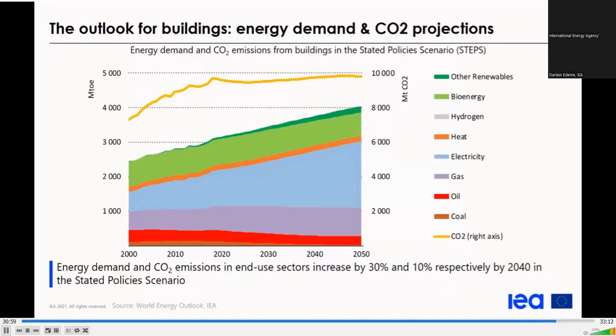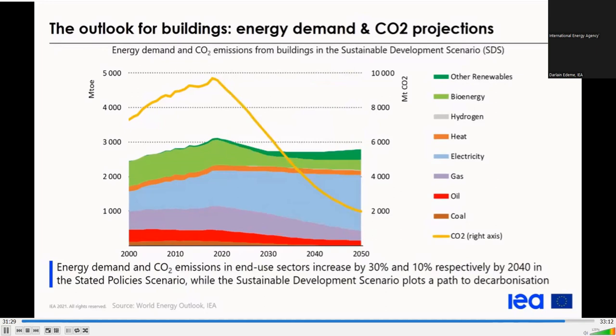One result at a global level is that under the stated policy scenario, we see that there would be an increase of almost all fuels to meet the needs in buildings, because buildings are requiring electricity for lighting, for example, but also oil products, LPG for cooking, for instance, but it can also be heat, gas for cooking, etc. We can see that this is a totally different story under our sustainable development scenario at the global level, where CO2 emissions coming from the building sector are expected to decrease, and we will see an increasing share of electricity as the main fuel providing the energy services for the building sector.